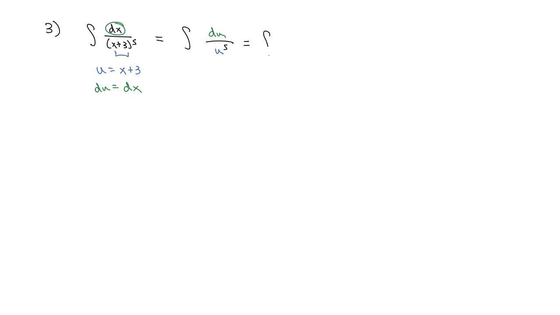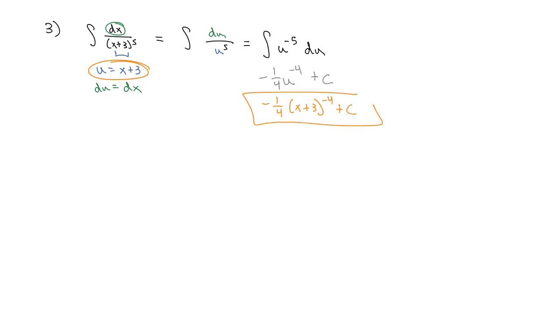And we can rewrite that as the integral of u to the negative 5th du, so that we can just use our integration formula, where we increase the exponent by 1 and divide by the new exponent. Don't forget the plus c, and then go back to the original u of x plus 3. So we have negative 1/4 times x plus 3 to the negative 4 plus c for our final solution.